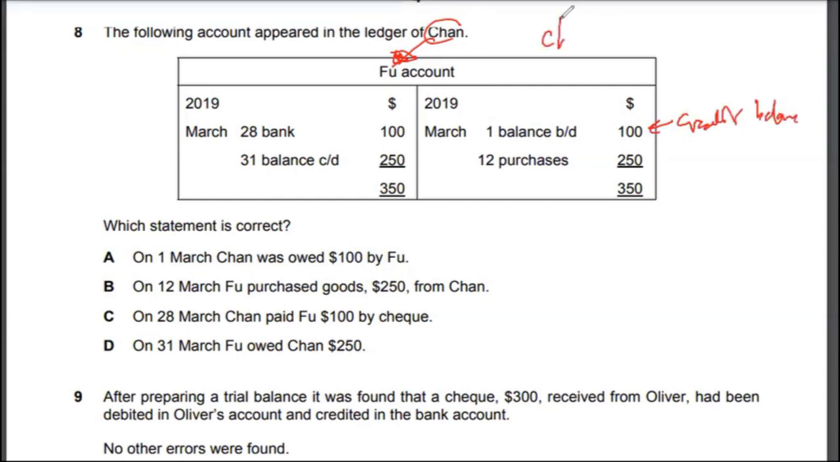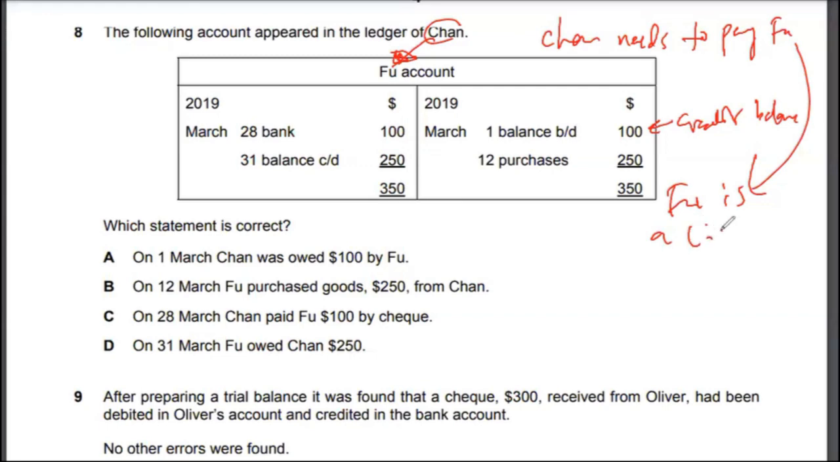Which basically means that Chan needs to pay Fu. So what is Fu? Fu is a liability. It's a payable. Now you have to spot which statement is correct. Option A, on 1st March, Chan was owed $100 by Fu. No, Chan was not owed $100 by Fu. Chan owed $100 to Fu. This would be a true statement, so option A is actually false.